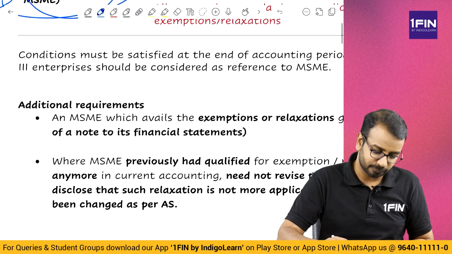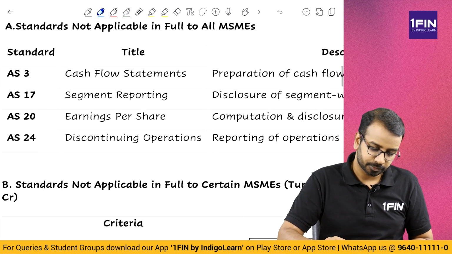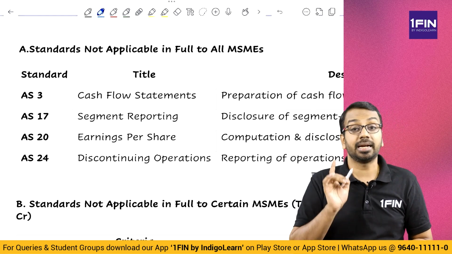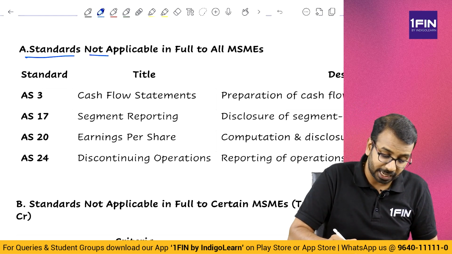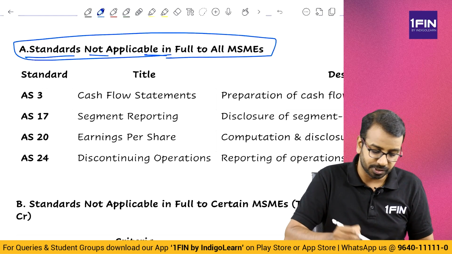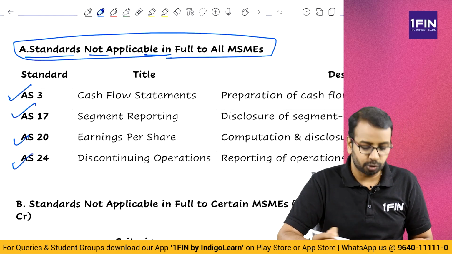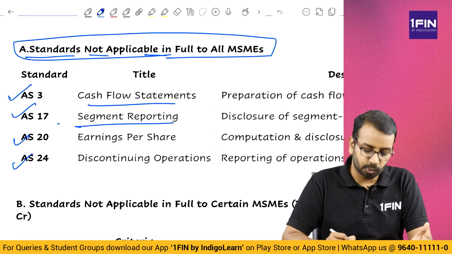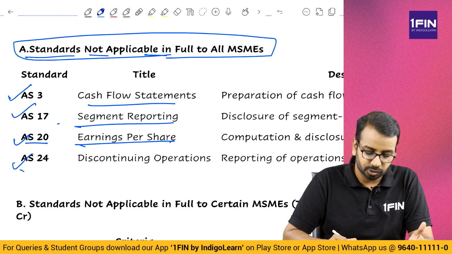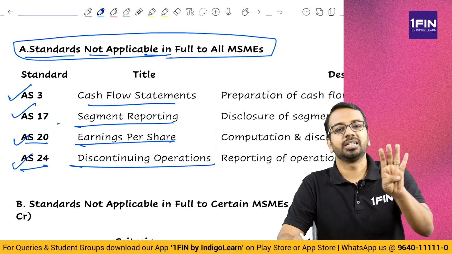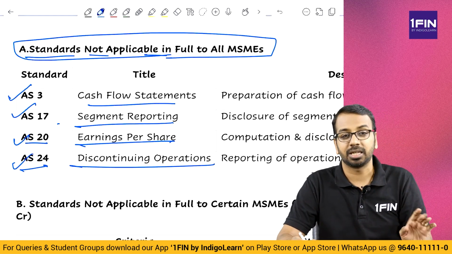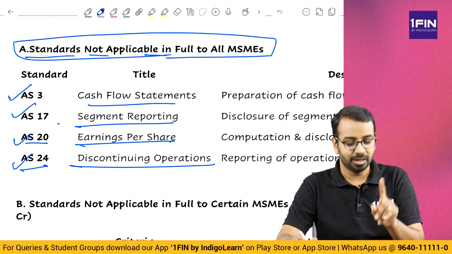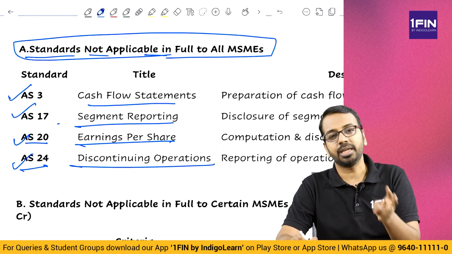So 4 things we need to understand. The first one is standard not applicable in full to all MSMEs. AS3, 17, 20, 24. Accounting standard 3 deals with cash flow, 17 deals with segment reporting, 20 deals with earnings per share, 24 deals with discontinuing operation. These 4 standards are fully exempt. If you are an MSME, no need to apply these 4 standards. Okay, clear? AS3, 17, 20, 24.